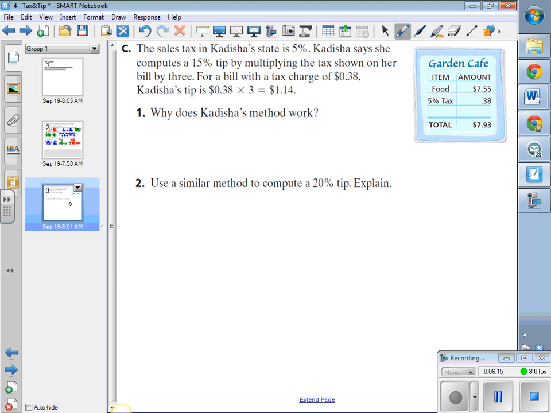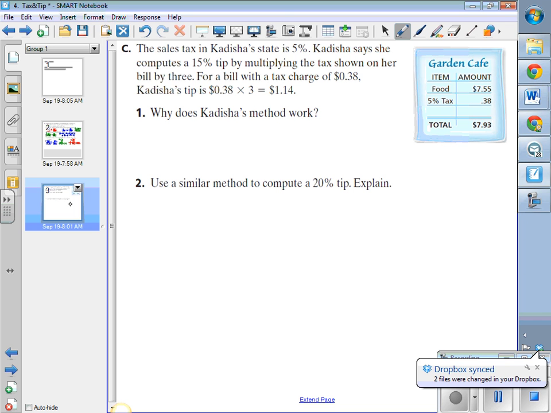Sales tax in Khadijah's state is 5%. Khadijah says she computes a 15% tip by multiplying the tax shown on her bill by 3. For a bill with a tax charge of 38 cents, Khadijah's tip is 38 cents times 3, which is $1.14. Why does Khadijah's method work?